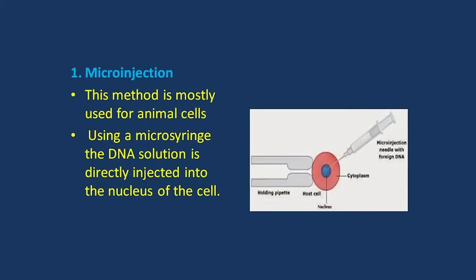First, let us look at microinjection. This method is mostly used in animal cells. Using a micro syringe, the DNA solution is directly injected into the nucleus of the cell. Once it is inside the nucleus, the foreign gene and the marker gene insert into the DNA of that organism.